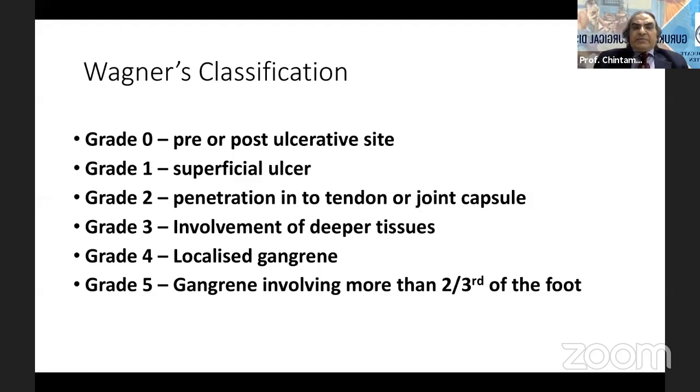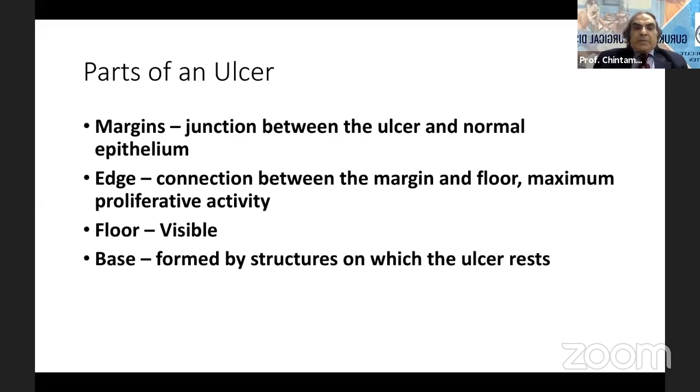There's a Wagner's classification, which a lot of people follow. You don't need to worry too much about it, but it's good to know. It's not a must know, but it's good to know. Grade 0, pre or post ulcerative site. Grade 1 is a superficial ulcer. Grade 2 is penetration into a tendon or a joint capsule. Grade 3 is involvement of deeper tissues. Grade 4 is a localized gangrene, and grade 5 is it's involving the whole foot. So mainly for the foot that it was. Parts of the ulcer I've already covered, so I won't waste time.